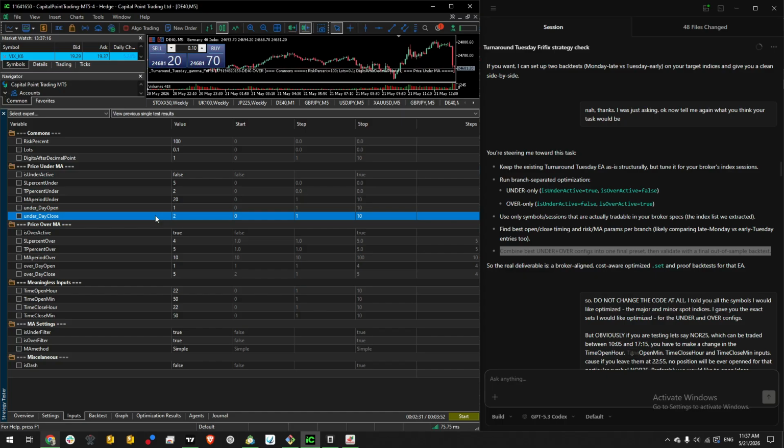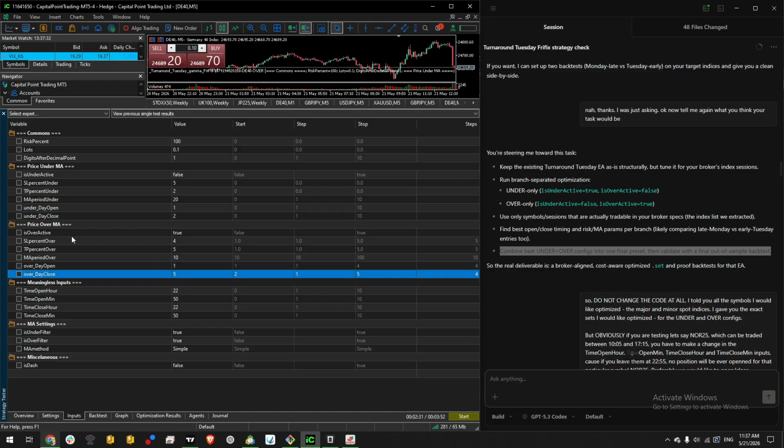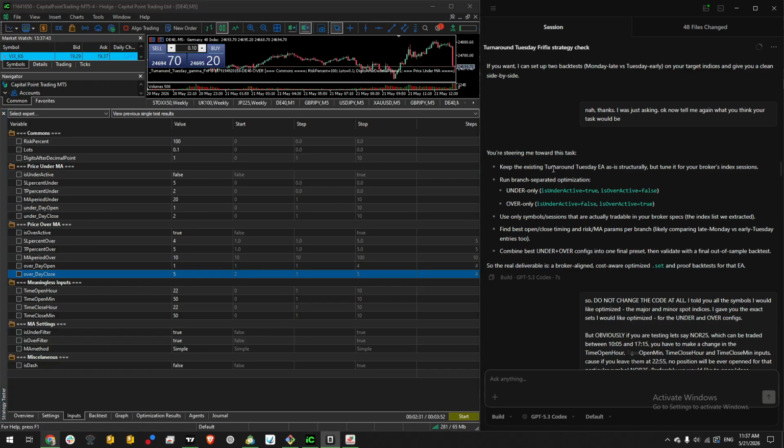Yeah, I don't know if I mentioned that, but a trade might be closed with stop loss or take profit, or at the end of a specific day, which is this input parameter right here, and this one for the over MA. Yep, so we have to somehow explain this to the AI, so we get a good result.